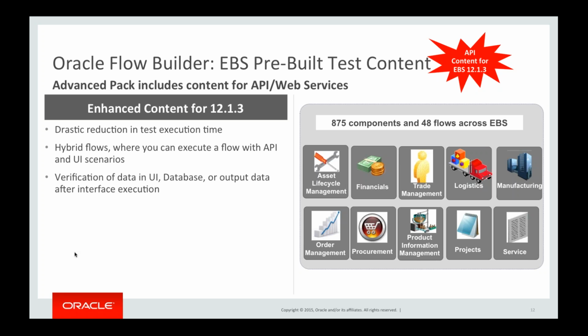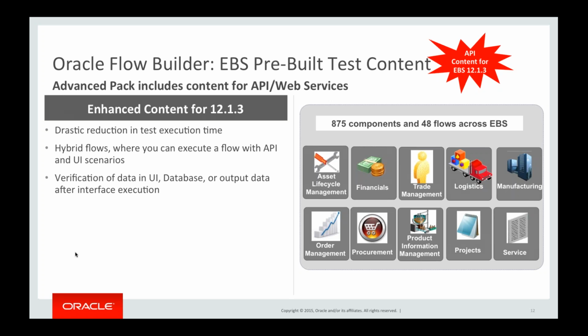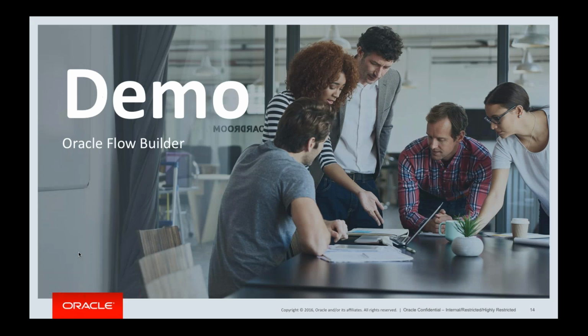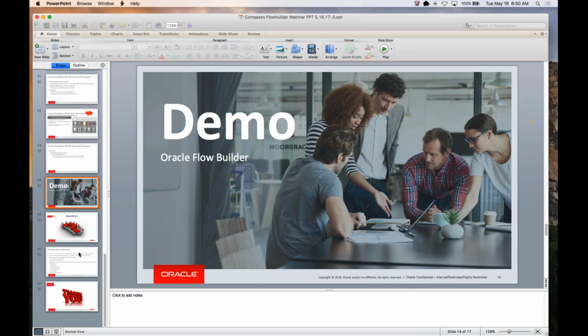So to give you an idea on how much faster it is, I'll just give you an example here. For a product like project management, to create a project, it takes an hour to an hour and a half using the UI mode. Versus if you use the API, the automated script, it takes 26 seconds just to execute it. You enter the data in the Excel spreadsheet and you run it, and that's how fast it is. And then I have another example there. So without any delays, let's go ahead and go to the demo itself.